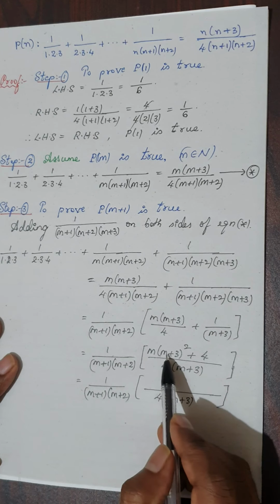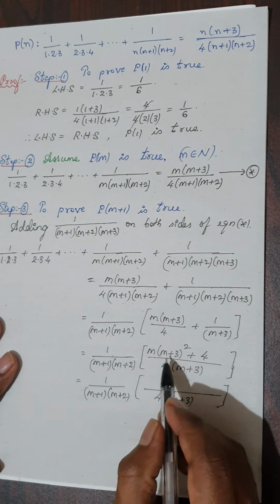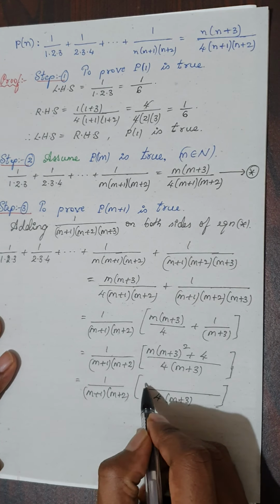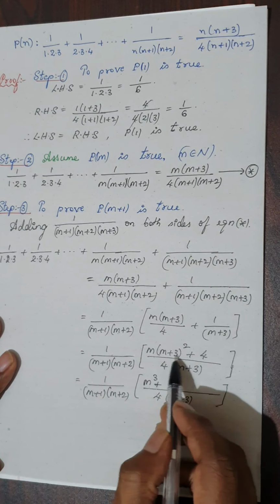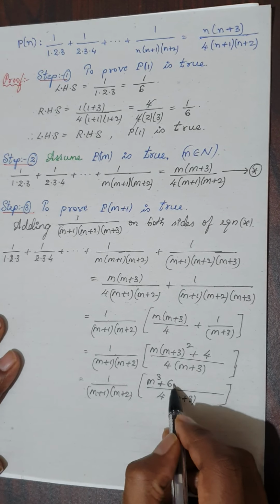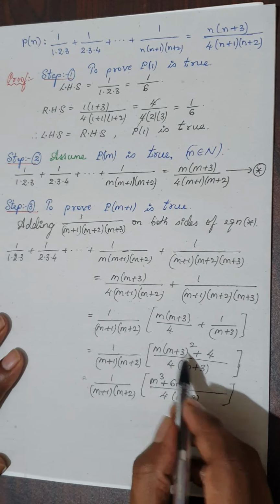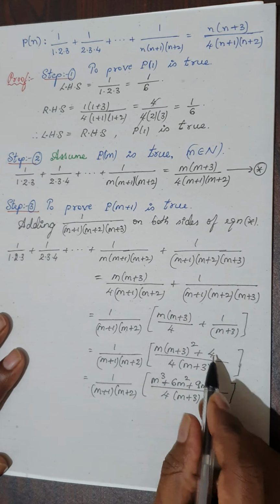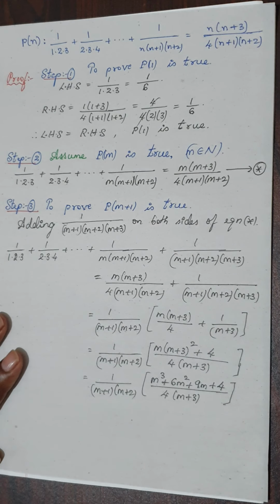Now if you solve this, let me use a plus b whole square into m. You will get m into a square plus b square plus 2ab. So m square into m will give me m cube, plus 2ab, which is 6m, so 6m into m will give me 6m square. Plus 3 square is 9, so 9 into m will give me 9m. Plus a constant 4 is left over. Let me take it as it is. Is it clear?